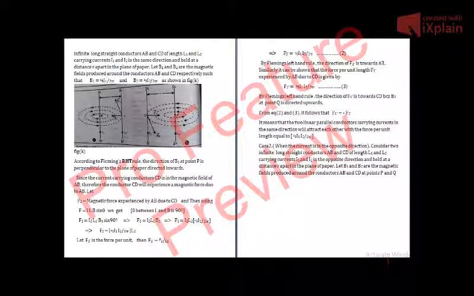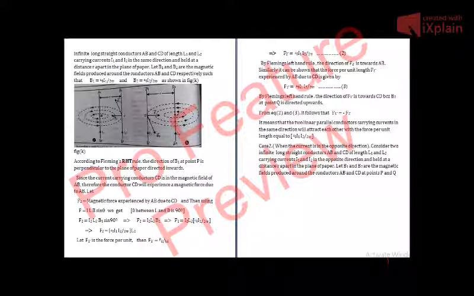And by Fleming's left hand rule, the direction of F1 dash is towards CD because B2 at point Q is directed upwards. At point Q, it is in fig B. In fig B, you can calculate the force experienced by AB due to CD. In fig A, you can calculate the force experienced by CD due to AB. There is a correction. It is CD due to AB.